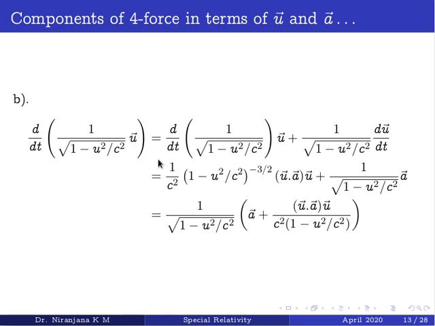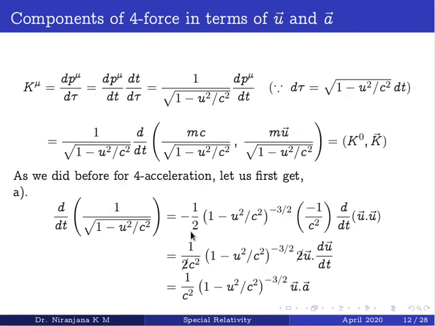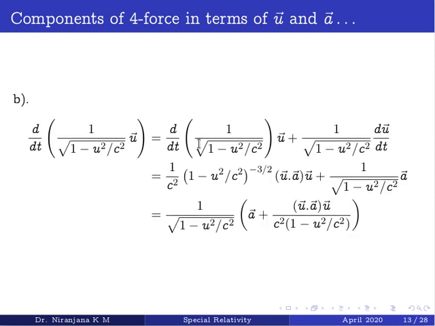Now here this differentiation can be expanded by product rule, which is the differentiation of first function into the second function and the first function into the differentiation of the second function. You can see that this differentiation is already done as a. You can see the part a is the differentiation of 1 by square root of 1 minus u square by c square itself. We can use the result obtained in a here. And for the second term we will change du by dt as a, the ordinary acceleration.